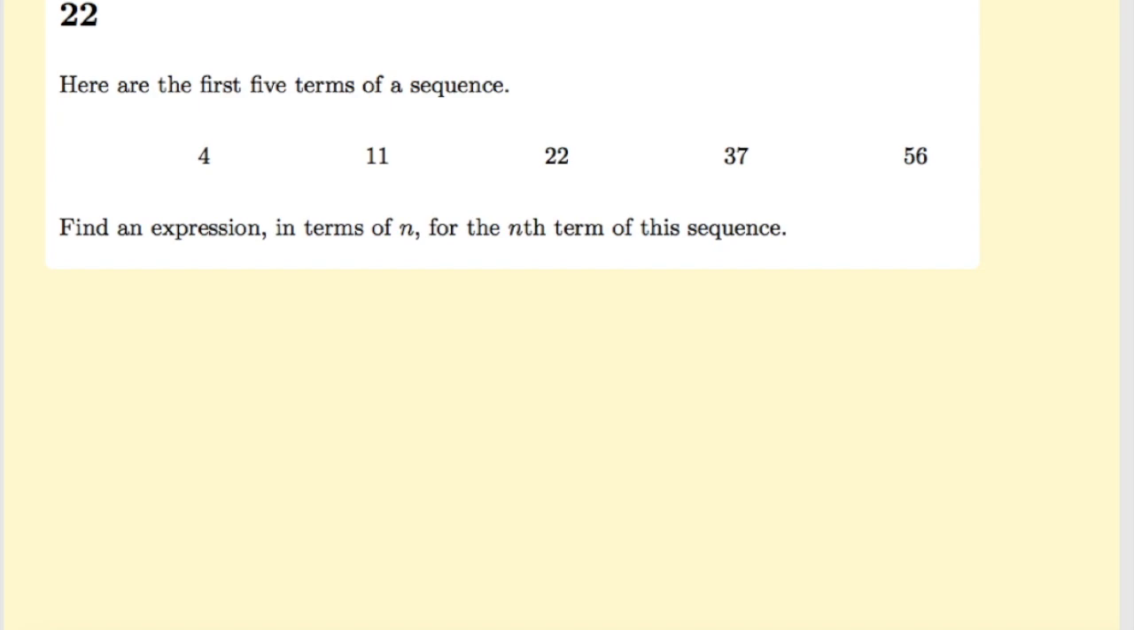So anyway, this question says, here are the first 5 terms of a sequence: 4, 11, 22, 37, 56. Find an expression in terms of n for the nth term of this sequence.